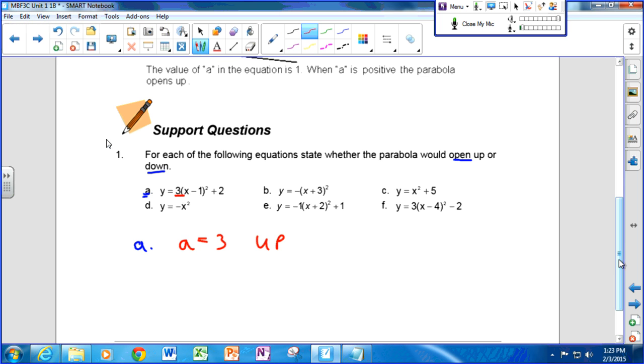Now, the reason I'm going through this is that there's a key question exactly like this, and to give you an idea of what I would expect you to write there. Let's try B. This one looks kind of interesting. Notice that we have just a negative sign sitting in front of the bracket. All we have is a negative sign there. What that means is that there's an implied 1 sitting in front of that parenthesis. So really what we have there is a negative 1. So A equals negative 1, and that's going to open, what's it going to be, up, down?